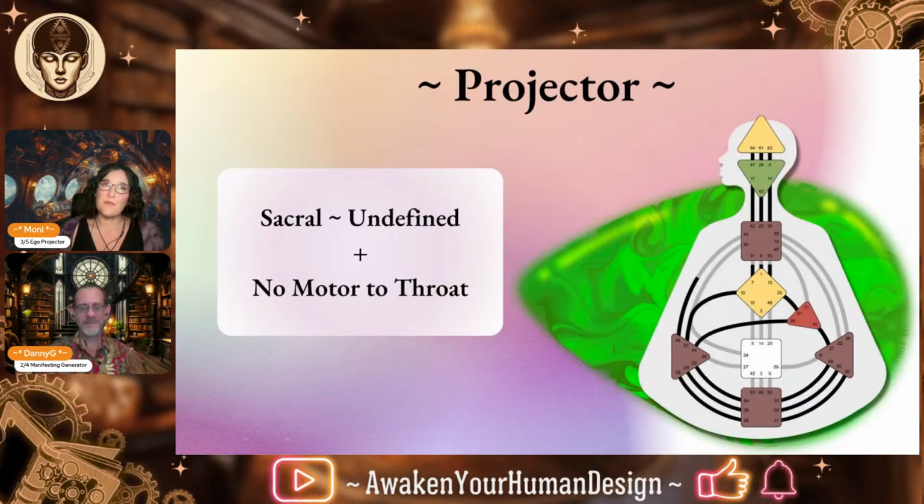And then next up, we have the projector. To see it in a chart, a projector's sacral is undefined. So that square, the second square from the bottom, is white, and there's no motor to the throat. There's a lot of variety in the types of projectors. It's the most varied of the types and the configurations that you can have. It can be anything. There are so many different ones.